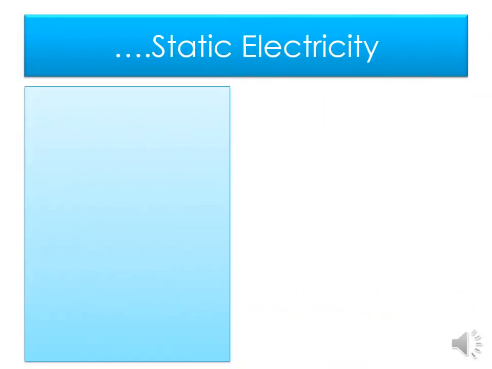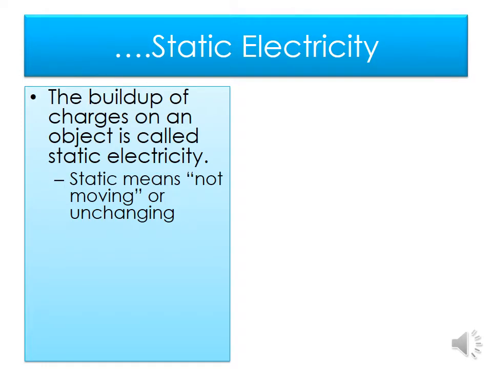Now, static electricity, more about it. Static electricity is the buildup of charges on an object. So that is called static electricity. The meaning of the word static means not moving. So if something is static, it's not going anywhere, or it's not changing.